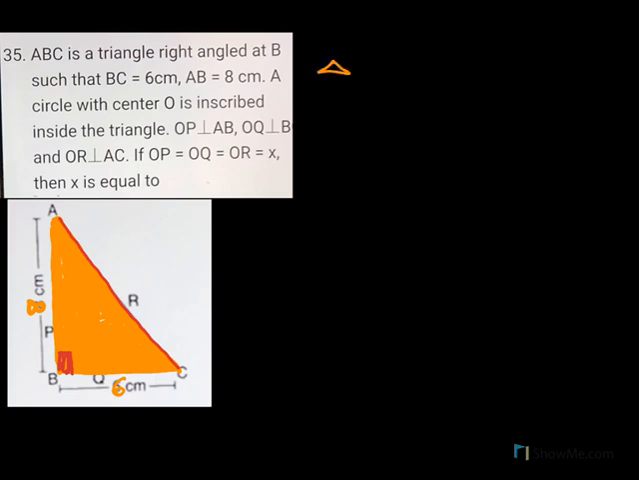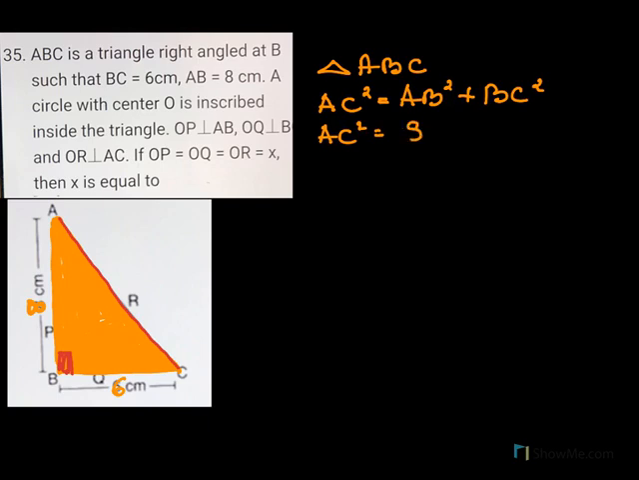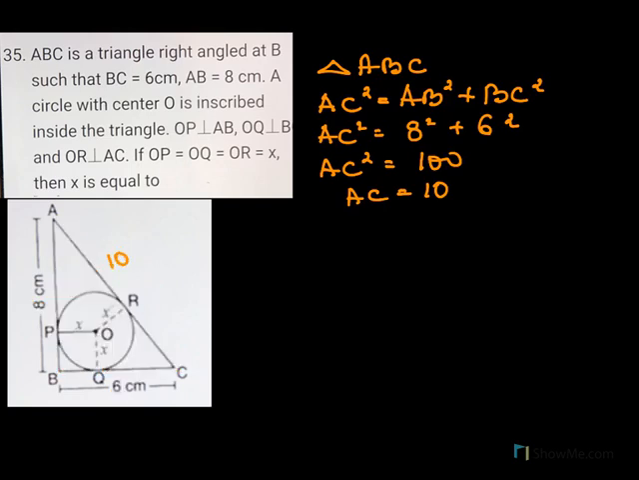So in triangle ABC, we can write AC square equal to AB square plus BC square. So we have AC square equal to 8 square plus 6 square. So AC square will be 100, and you get your AC as 10. So step number 1 is AC is 10. So the first step we found is 10.